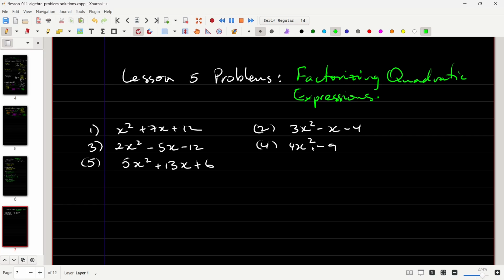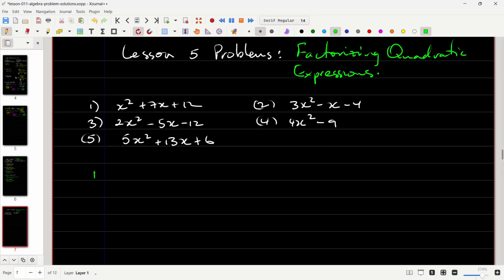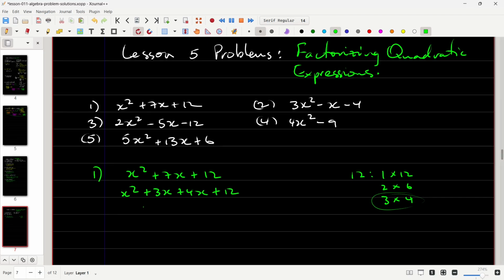So this one here, we have x squared plus 7x plus 12, and again we're looking at the factors of 12. 1 times 12, 2 times 6, 3 times 4, and I'm noticing that if I add these two I will get 7. So I'm saying x squared plus 3x plus 4x plus 12, and I'm going to group these into pairs, and I'm going to get x into x plus 3 and then plus 4 into x plus 3, and that is going to give me x plus 3 into x plus 4.